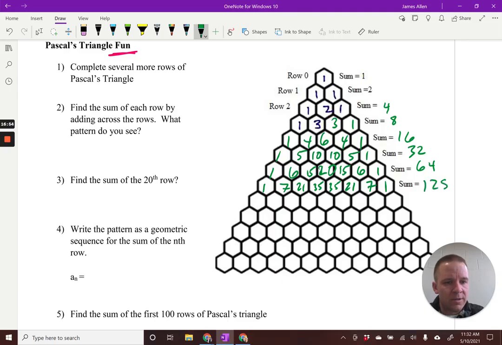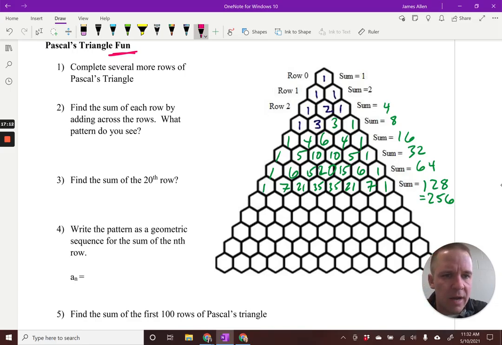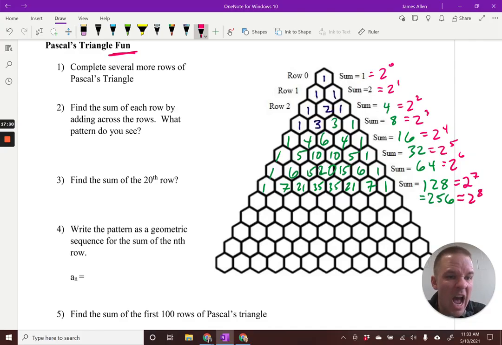I'll be willing to bet you this is going to be 128 right here. And then I bet you it's going to be even bigger than that. Right? I guess 256? Okay. Well, what's happening here? Can we find a pattern? This is an aha moment. This would be 2 to the 0, 2 to the first, 2 squared, 2 to the third, 2 to the fourth. Oh my goodness. 2 to the fifth, 2 to the sixth, 2 to the seventh, 2 to the eighth.